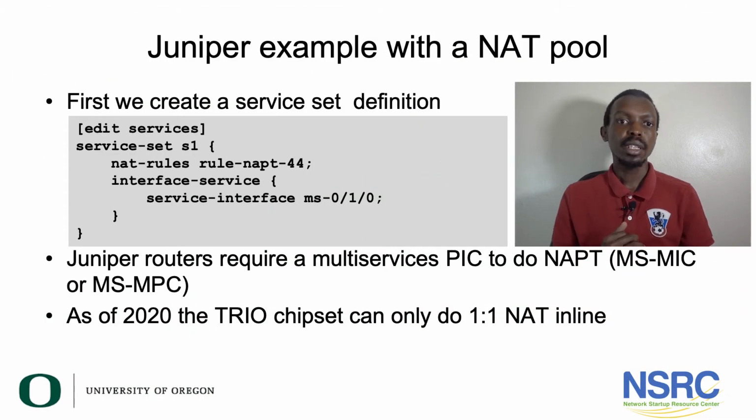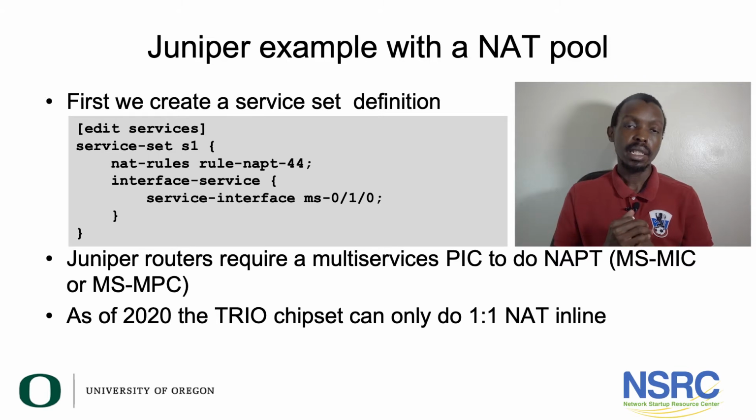So now let us look at the Juniper example with a NAT pool, similar to the NAT pool that we've just seen previously with Cisco. The first thing that we need to do is create a service set definition that is on this slide, and we've just called it S1.